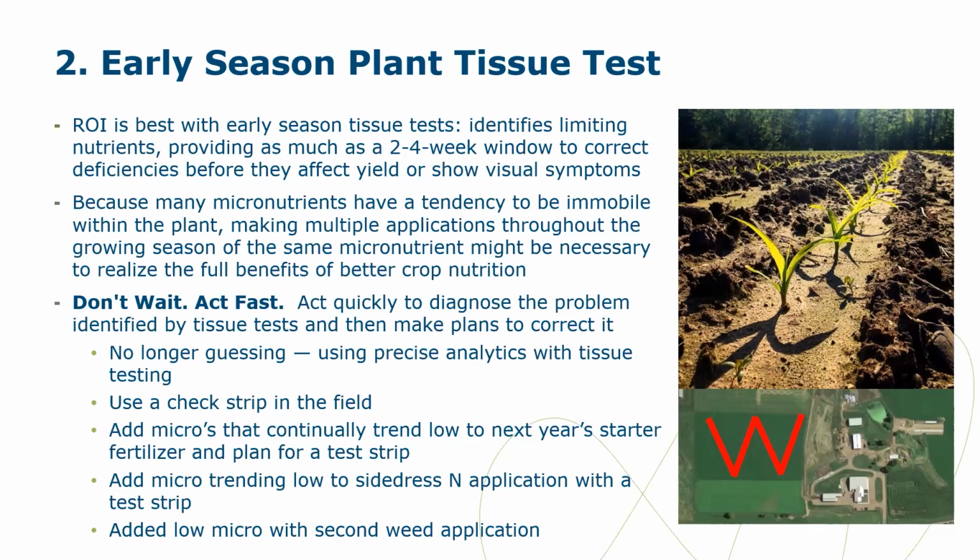You're no longer guessing, and instead you're using precise tissue lab data to make multiple split applications. For example, a split application of adding any of the plant nutrients that we're testing very low on the plant tissue report to a side dress application. You can then have a secondary follow-up with a second weed pass application. And you're actually tracking what nutrients are trending low throughout the time, and think about adding that to next year's starter fertilizer. Always use a check strip in your field to be able to determine your crop's response as well.